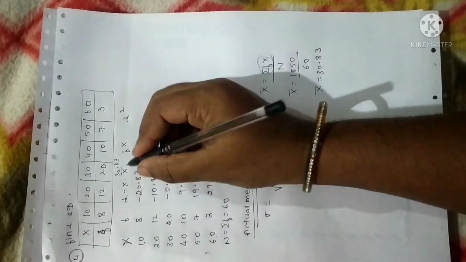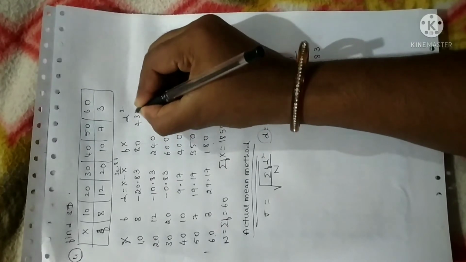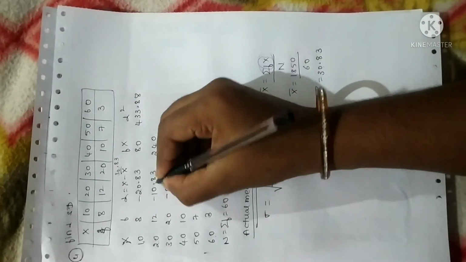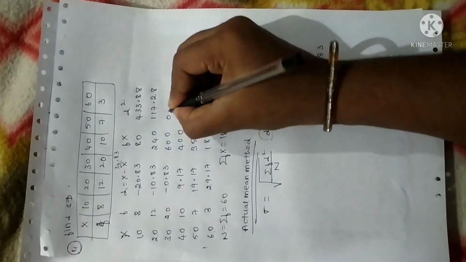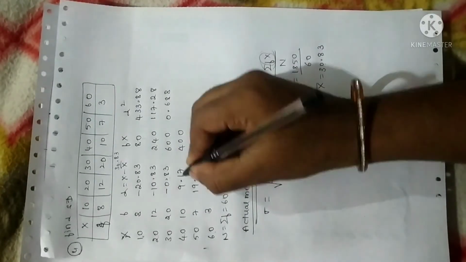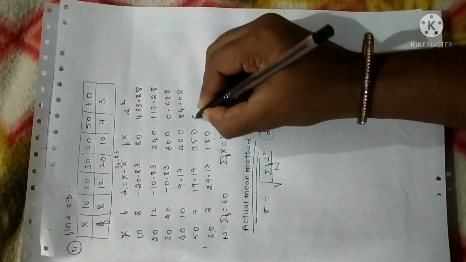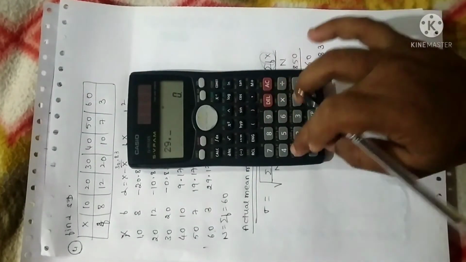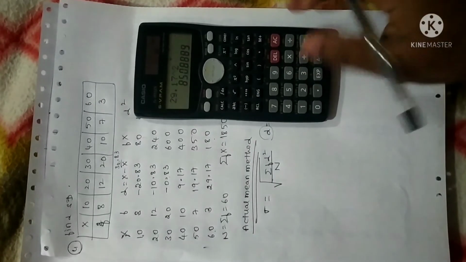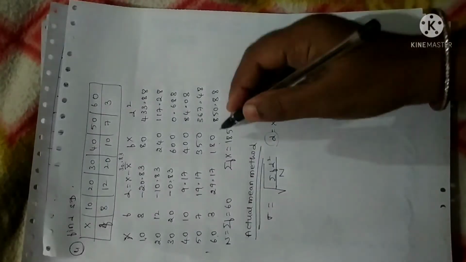Next, what is required? D square is needed. D square in the sense, whatever d you have, you just square it. 20.83 whole square. Clear? That will be 433.88. Similarly, 10.83 whole square, it is 117.28. Next, 0.83 whole square, 0.688. 9.17 square, 84.08. Next, 19.17 square, 367.48. Next, I'll just show you one value. See here, 29.17 whole square, it is 850.88. Clear? So this is what d square is.